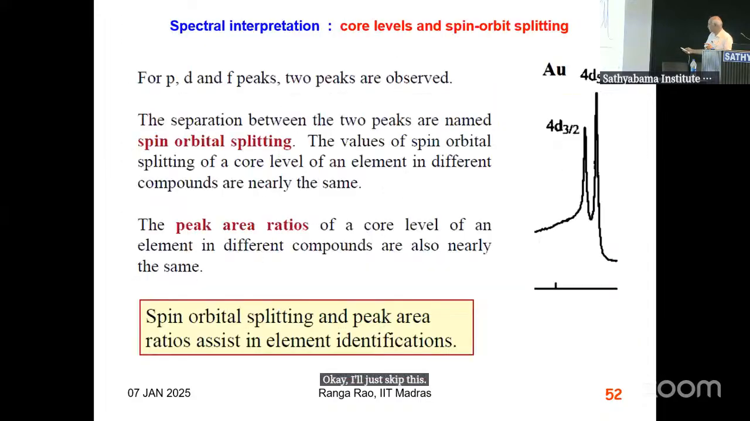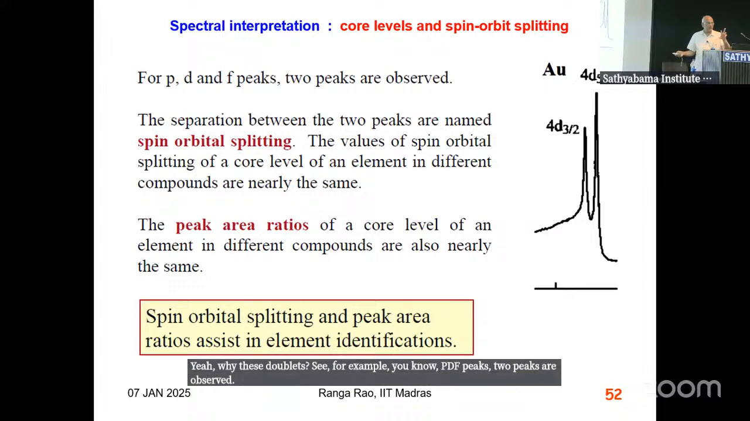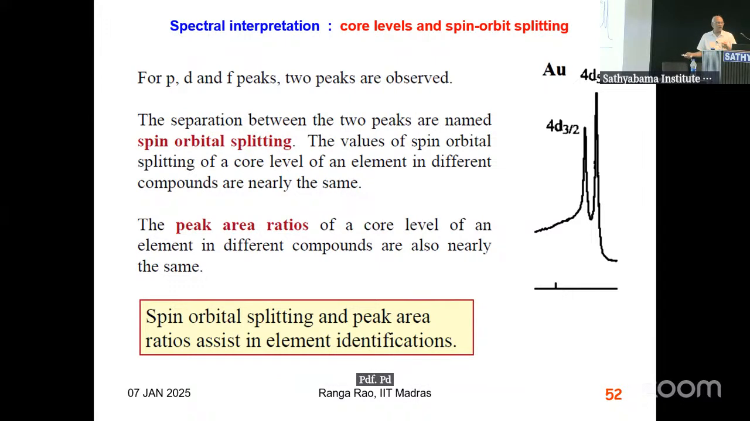Why these doublets? See, for example, for P, D, F peaks, 2 peaks are observed. P, D, F, these are L values, no? For P, what is the L value? For S orbital, what is the L value? So, L values are different here. Can be any N value, but L values are different.